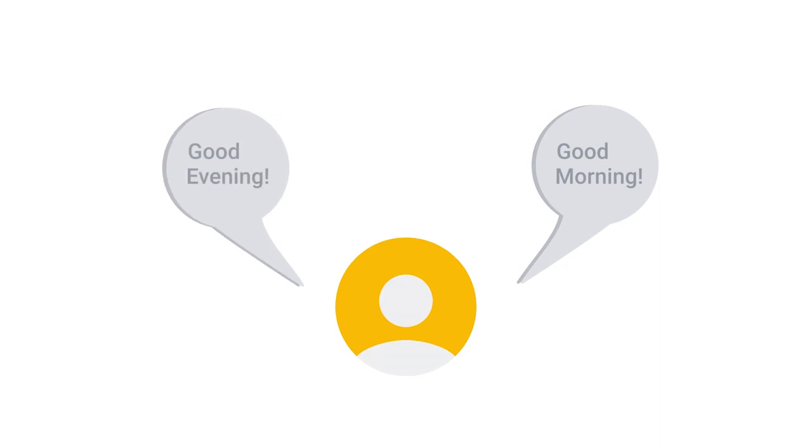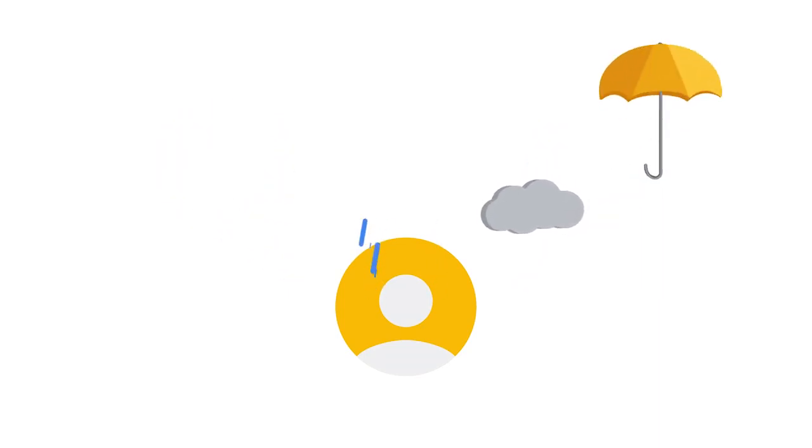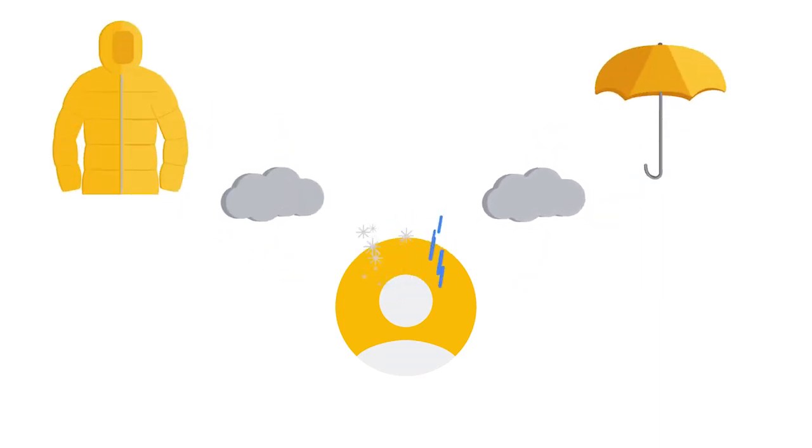For example, if it's before noon, you might greet someone by saying good morning instead of good afternoon or good evening. If it's raining outside, you might choose to take an umbrella. If it's cold, you probably wear a jacket. In your scripts, you can instruct your computer to make decisions based on inputs too.